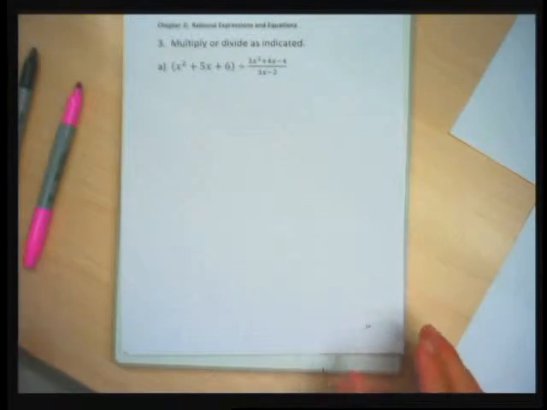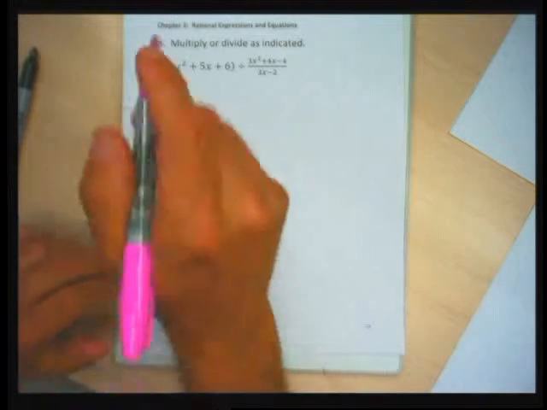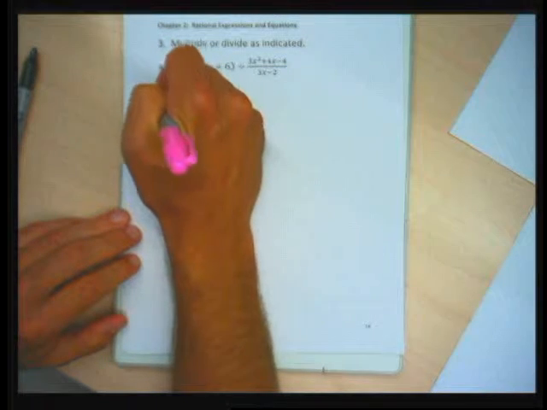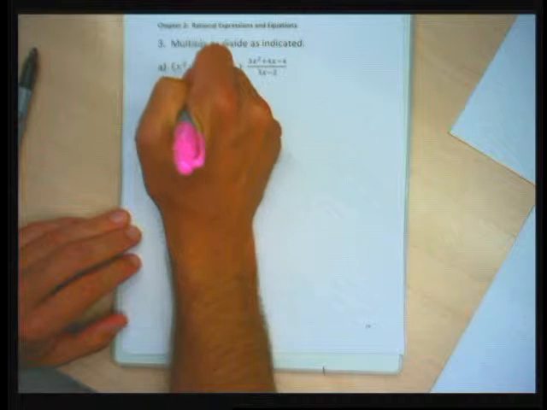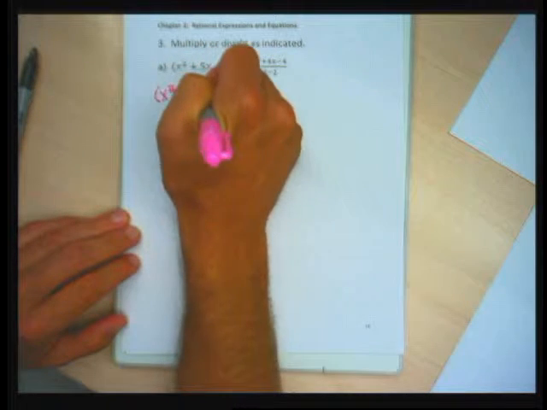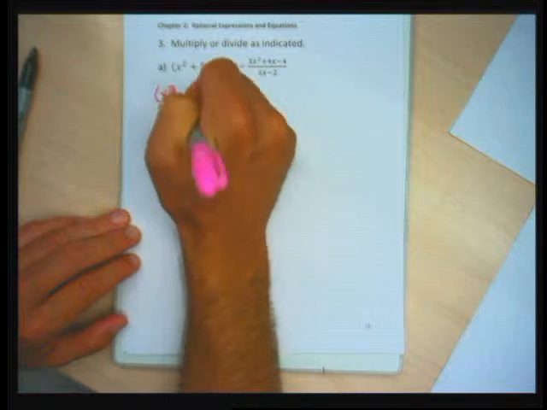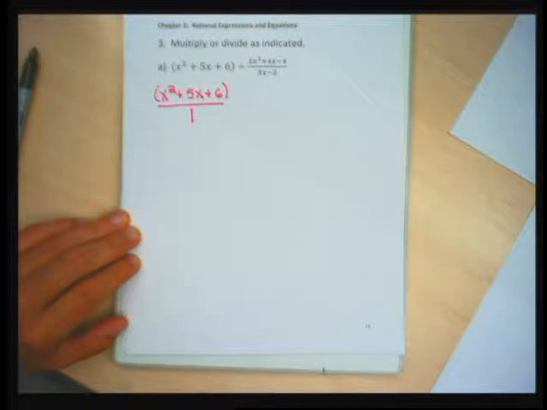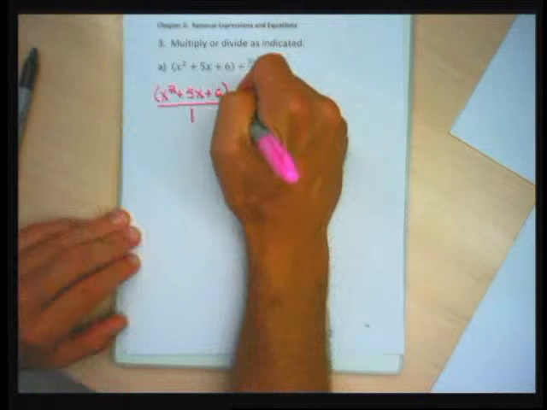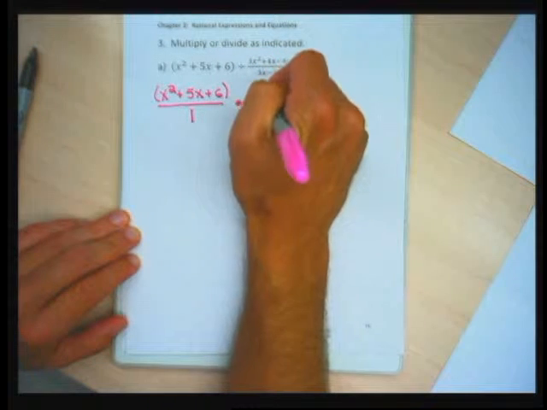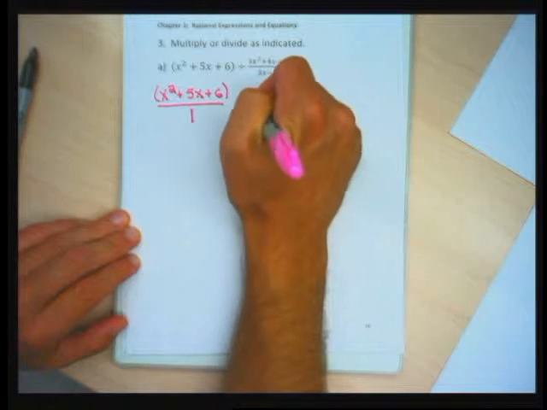Number 3's a mess. 3 is a division problem, so I need to invert and multiply. And I like both pieces to be a fraction. So I'm going to do 2 things on my first step for number 3, part A. I'm going to make a fraction out of the x squared plus 5x plus 6, and I'm going to change the division to multiplication.